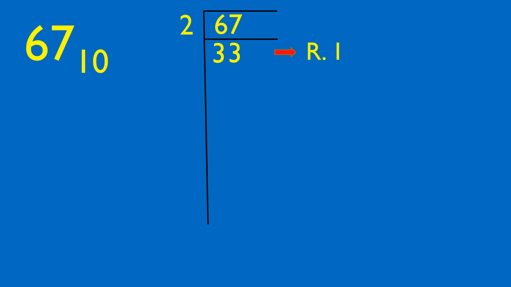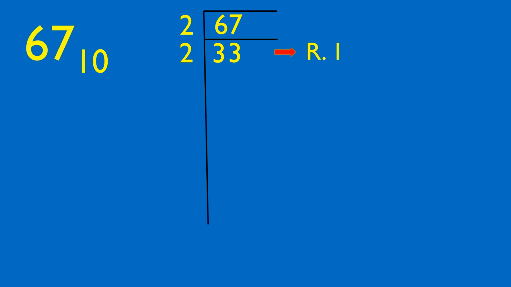Let's look at one more example, 67 in base 10, and we will be converting it to base 2. Like we did earlier, we divide by 2. 2 in 67 is 33, remaining 1, because if we multiply 2 and 33, we have 66, but what we have there is 67. So 67 minus 66 is 1.